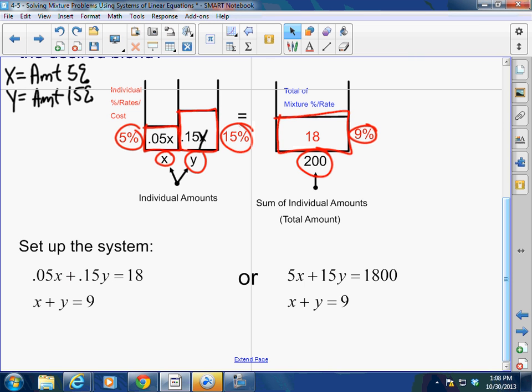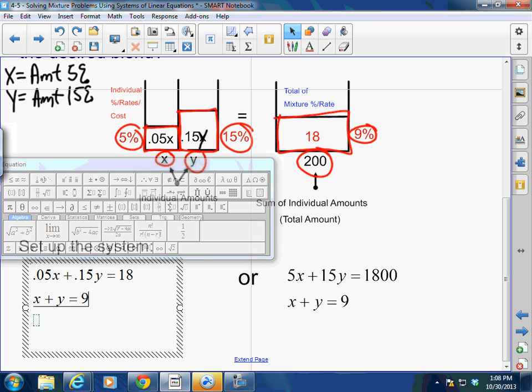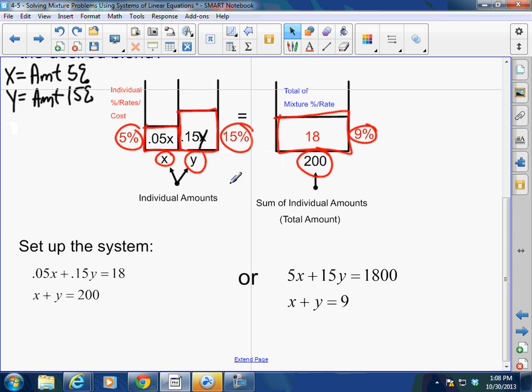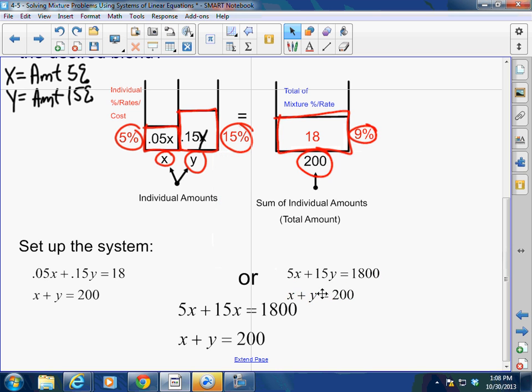Yes, sir, my brother. With the second equation at the bottom. Absolutely. Yes. This is wrong. Sorry about that. That is 200. Good catch, kid. Thank you, thank you, thank you. Good catch. Thank you very much. Awesome.